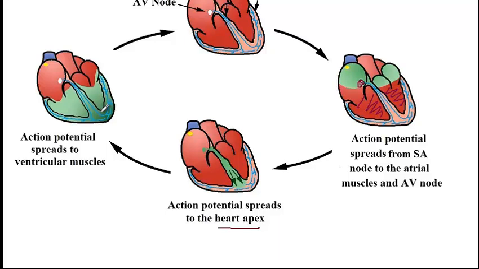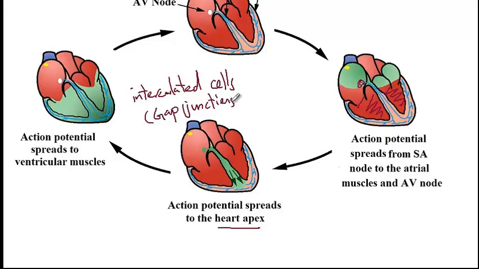Now the cardiac muscles are linked to each other by intercalated discs, which have many gap junctions, as a consequence of which there is a rapid spread of action potential. So gap junctions play an important role in both smooth muscles and cardiac muscles for rapid spread of the action potential. They're not present in skeletal muscles, but for cardiac and smooth muscles, they have a very important role.